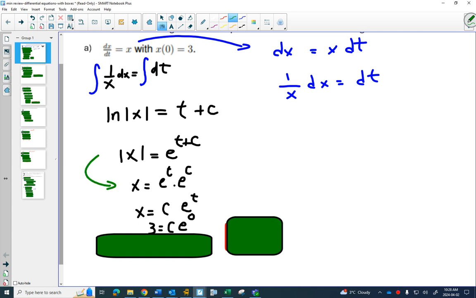From here to here, I'm able to just take away the absolute value of x. Why? Well, if I think about my graph of e to the x, it's always positive to begin with. Doesn't matter what number you put in as an exponent, e to the exponent of anything is going to be a positive number. So at this point, I know that the right-hand side is positive, therefore the left-hand side has to be positive. The absolute values aren't necessary.